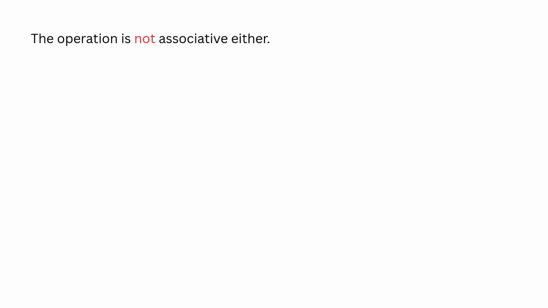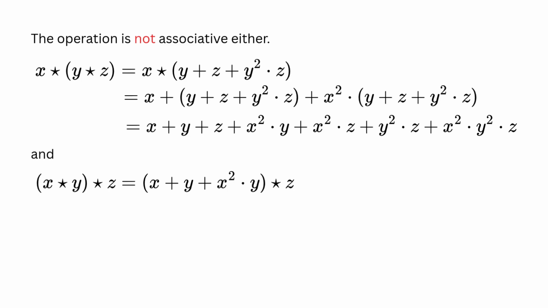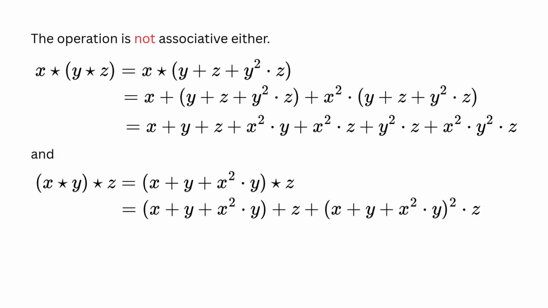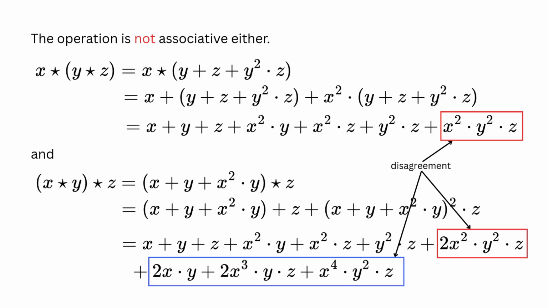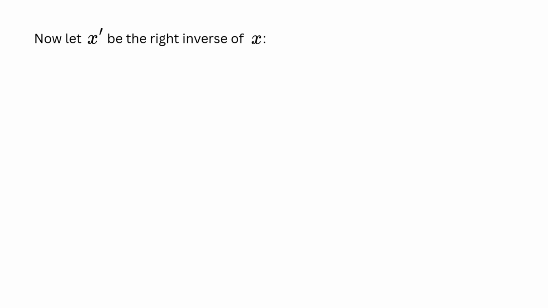Let's check this. For any real numbers x, y, and z we have... However, the star operation has a neutral element, and it is the zero number. Now, let x prime be the right inverse of x. Using the definition, x star x prime equals 0, x prime satisfies a linear equation.